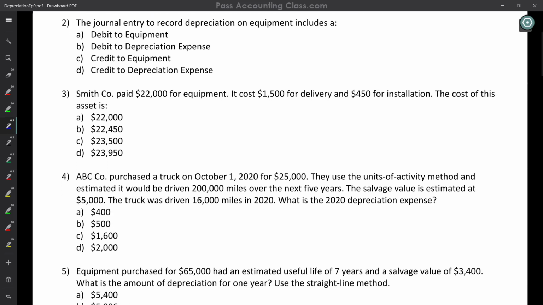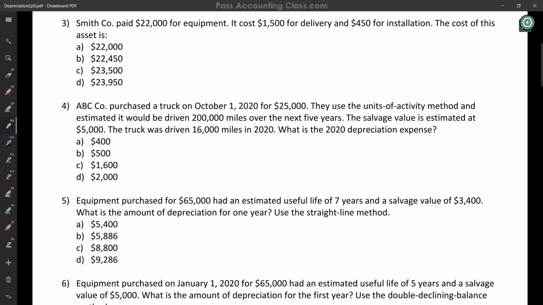For question 2, it says the journal entry to record depreciation on equipment includes a debit to equipment, debit to depreciation expense, credit to equipment, or credit to depreciation expense. So whenever you record depreciation, it's going to be a debit to depreciation expense, and then we're going to credit accumulated depreciation. So based on the answers given, the only one that makes sense is debit to depreciation expense.